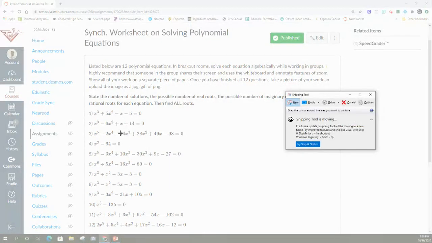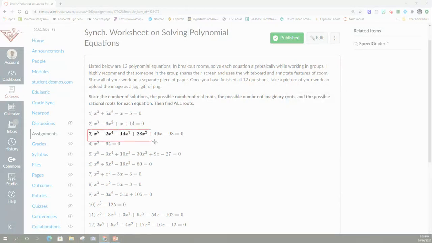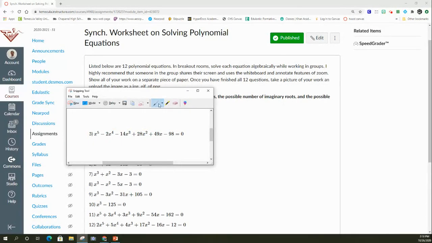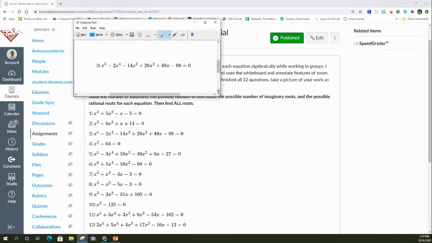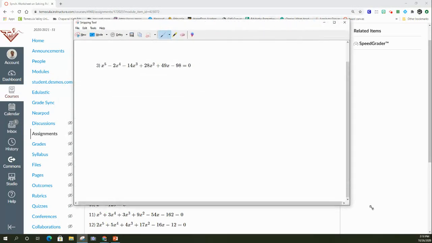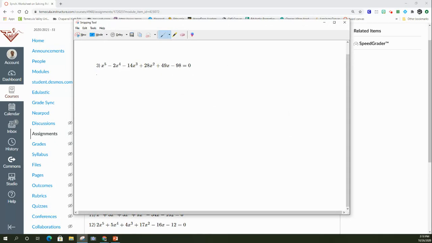Another one, let's do number 3 here. This one looks pretty challenging. We got a 5th degree polynomial with some pretty big numbers here. So here, how many answers am I going to get? I'm going to get 5 roots. It's a 5th degree. So the number of answers, the number of roots or solutions or zeros, will always match the degree.